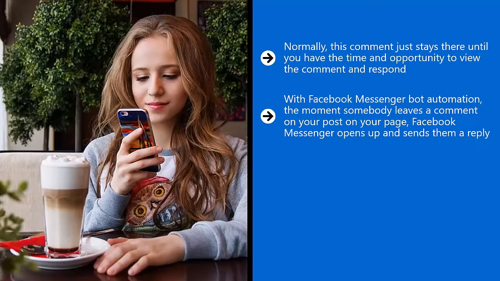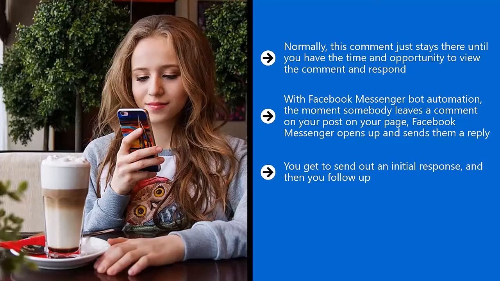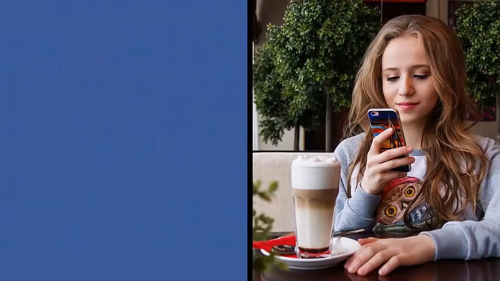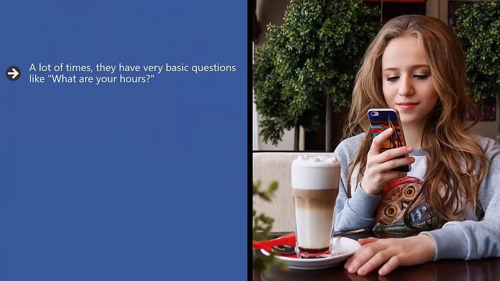Facebook then allows you, within the span of 24 hours, to send another message. You get to send out an initial response, and then you follow up. After this point, if the prospect likes your response, they can then send another inquiry and the process repeats itself over and over again. This back and forth with your prospect can lead to many great things. It could be an opportunity for you to share even more content links with your prospect. It can also lead to that person getting the kind of answers that they need. A lot of times, they have very basic questions like, what are your hours? Do you have certain things in stock? Do you have a tracking code? What is the status of my order? That kind of thing. This saves you a tremendous amount of time and money as far as customer support goes.